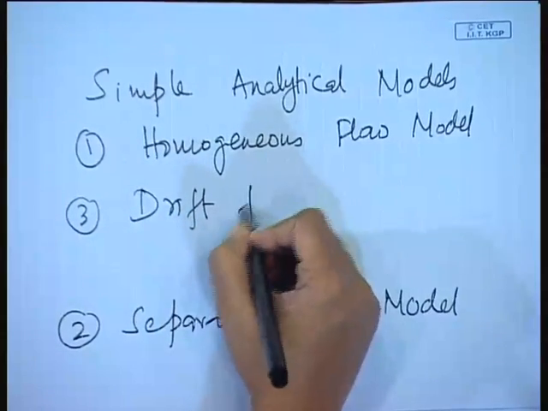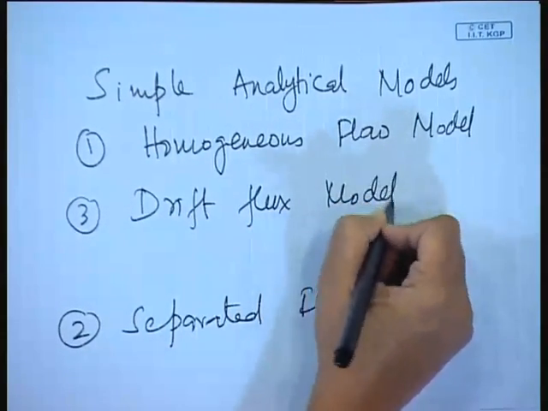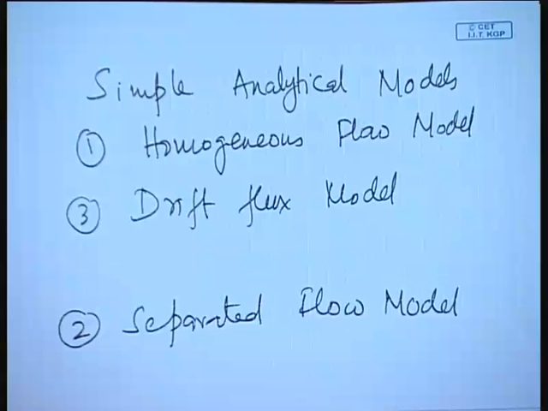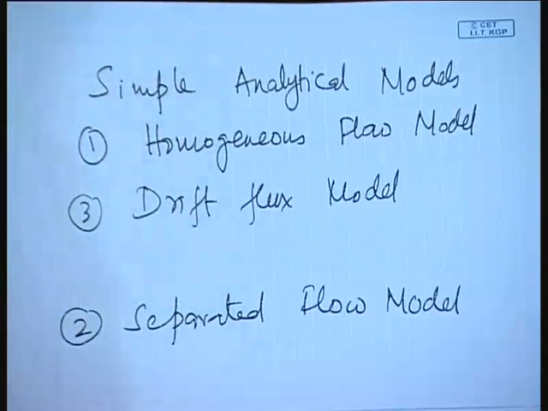Agreed? Now, for that what can we do? We incorporate the effect of relative motion by the concept of drift flux, and therefore the improvement of the homogeneous flow model is the drift flux model, which incorporates the relative motion between the two phases. This is usually achieved by introducing the concept of drift flux, which we have discussed in great detail shortly, and this will be discussed separately.